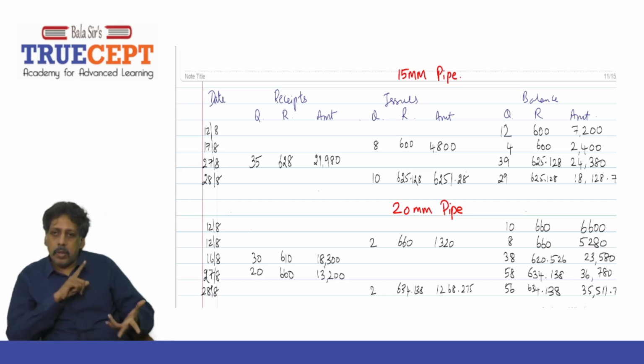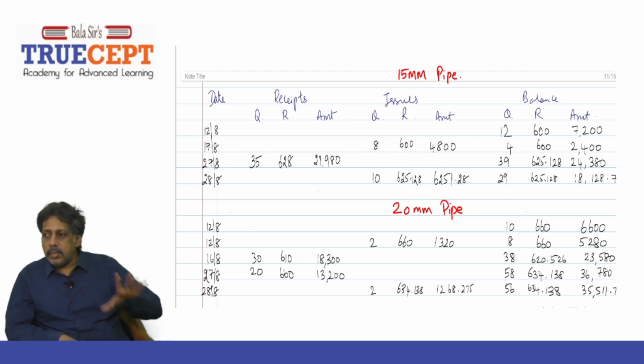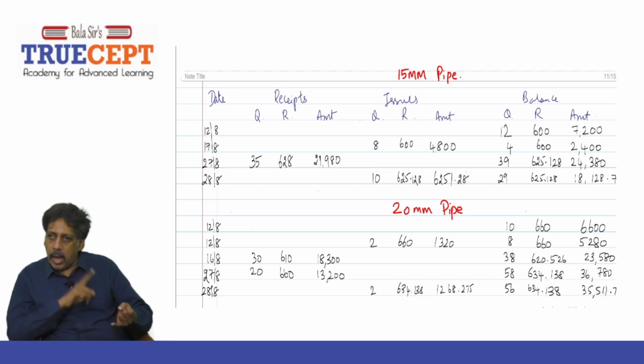The amount will also be added. We have rupees 2,400 plus 21,980, adding both gives 24,380. Now you divide 24,380 by 39 units to get the weighted average cost per unit, 625.128. This number will be taken whenever the materials are consumed. The next day, 28th August, there is an issue. How many units? 10 units, into rupees 625.128.